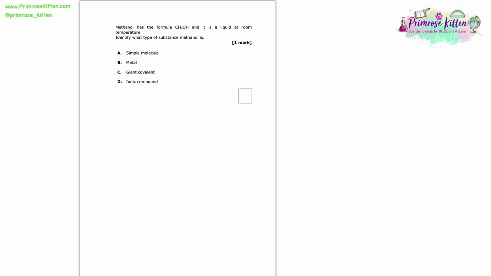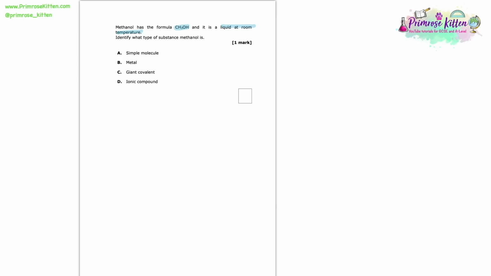Methanol has a formula CH3OH, and it is a liquid at room temperature. Here we're asked to identify what type of substance methanol is. So methanol is a molecule. It just exists as one carbon, 4 hydrogens and an oxygen. There is no repeating structure to methanol. It is simply this standalone molecule. And the fact it's a liquid at room temperature means that it has a relatively low boiling point and melting point.